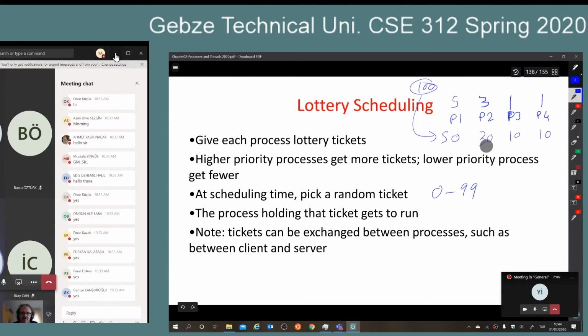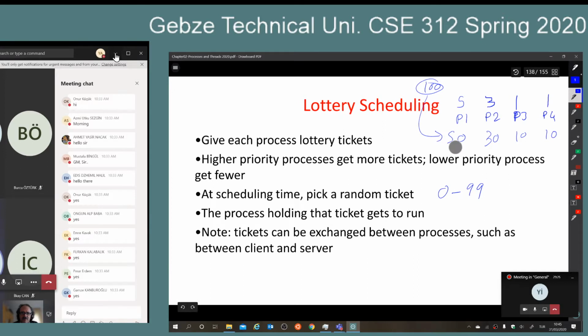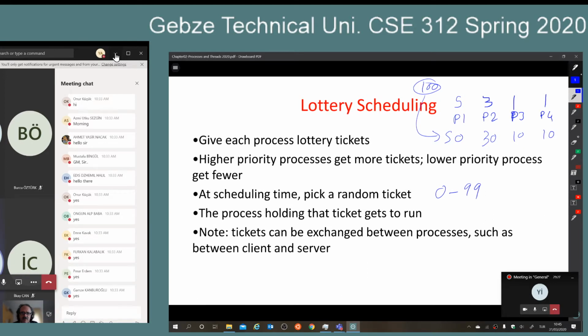This one has the second chance. These have the smallest chance of winning the lottery, but still they have a chance, right? So that means that I am kind of implementing the priority scheduling using this idea. The nice thing about this one is everybody has a chance to run. Everybody has a chance to get the CPU, but this one has a better chance of getting the CPU.